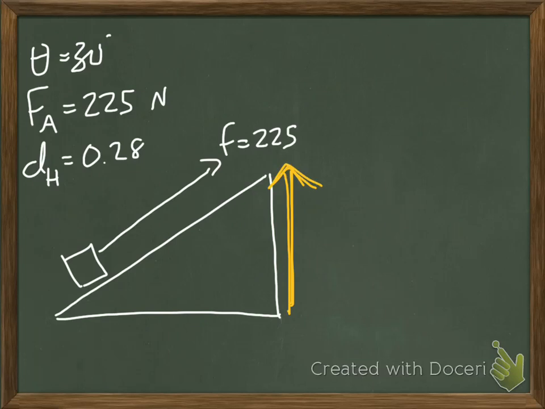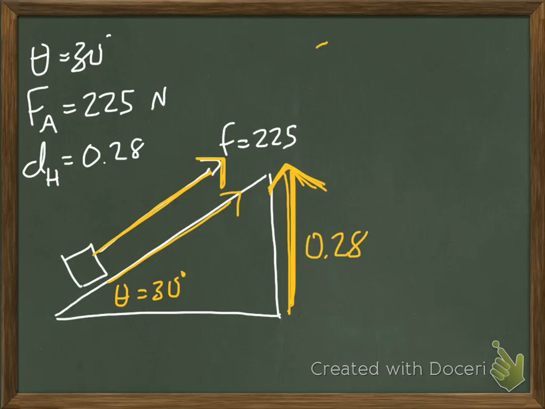The rule is your force and your distance need to be in the same direction. Right now they're not. I got the height going up, and I got the force going along the ramp like this. So I can't do it. You need to find the distance in this direction. But I can do that because I know that this value here is 0.28. I know that the angle over here is 30 degrees.